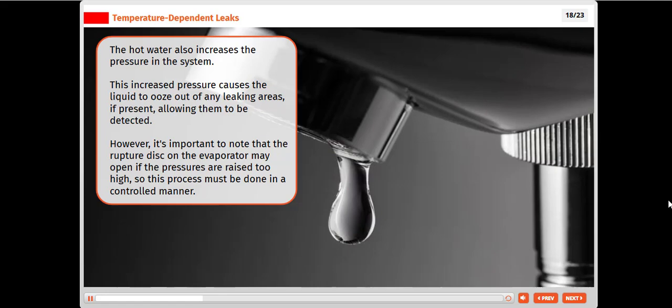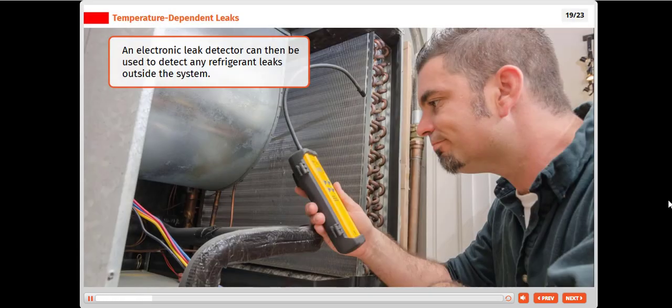This increased pressure causes the liquid to ooze out of any leaking areas, if present, allowing them to be detected. However, it's important to note that the rupture disc on the evaporator may open if the pressures are raised too high, so this process must be done in a controlled manner. An electronic leak detector can then be used to detect any refrigerant leaks outside the system.